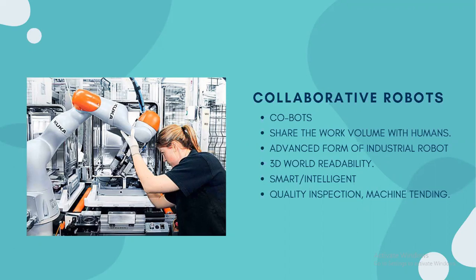Normally, for industrial research based purposes, quality inspection or machine tending, you can see these kinds of collaborative robots. If you have seen the Iron Man movies, the collaborative robots are actually helping Iron Man suit and unsuit, right? So that is one example of collaborative robots.